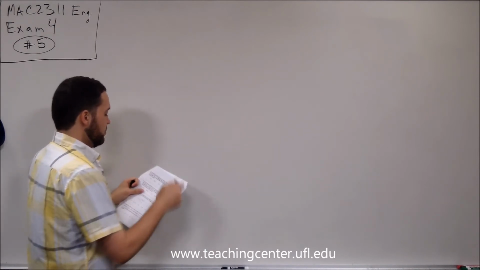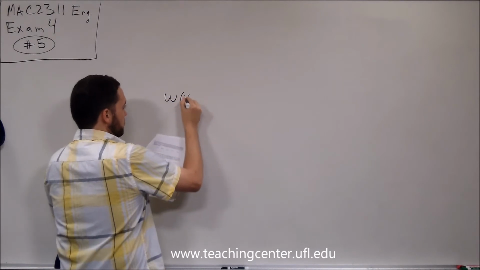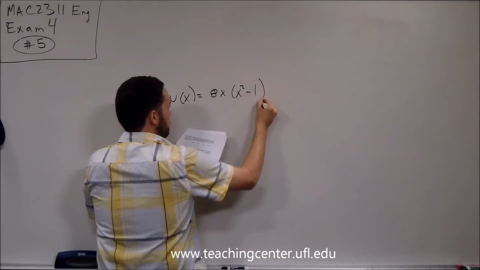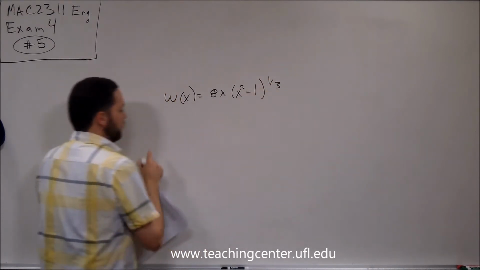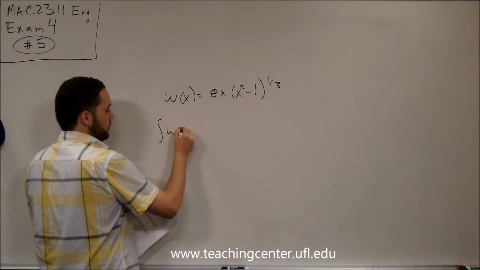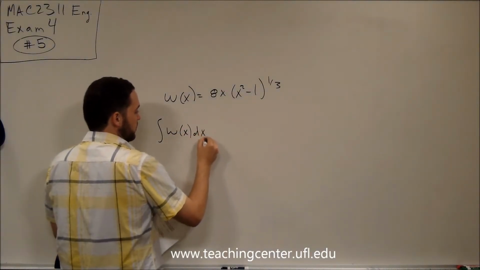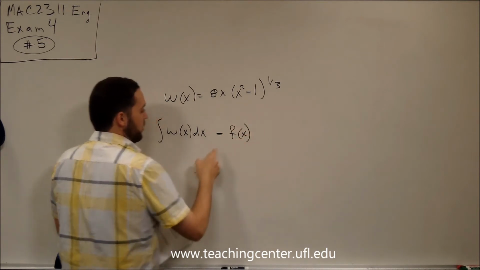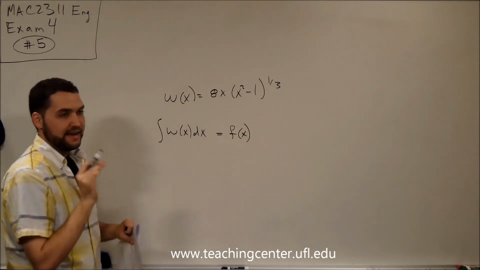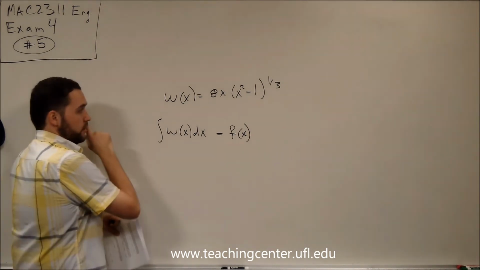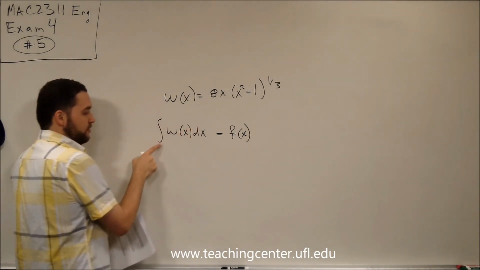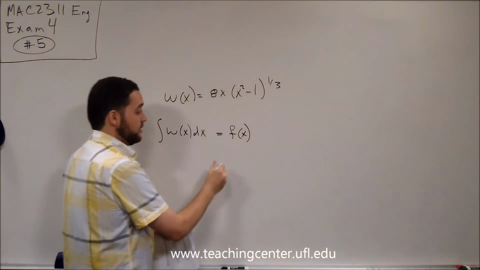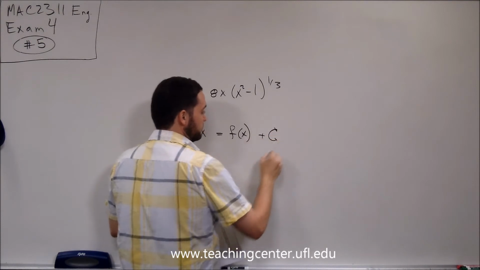So the equation they give you is this. If this is a rate, we know that if we integrate this function, it'll take us to a new function, which we can just call f of x, and that'll be how much gas is in the chamber. Now the only thing is, they don't give you bounds, so this is going to be an indefinite integral. That means you're going to get a plus c term at the end, an integration constant.